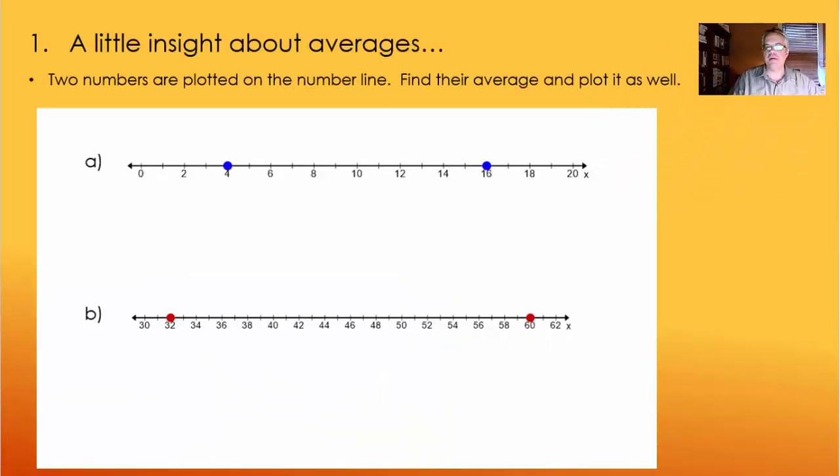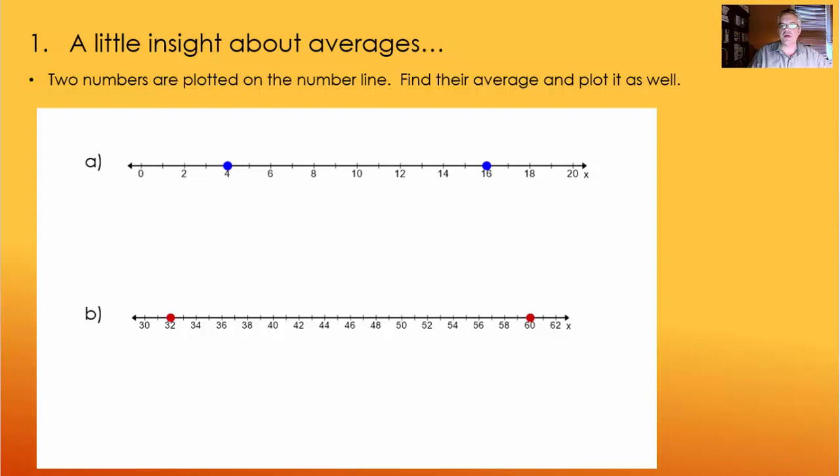Let's get rolling here. First we're going to talk about the midpoint of line segments. We're going to talk about one dimension. So here on this number line, we have two numbers plotted in blue, 4 and 16. And the instructions are: find the average of the two numbers and plot it as well. Okay, let's do that.